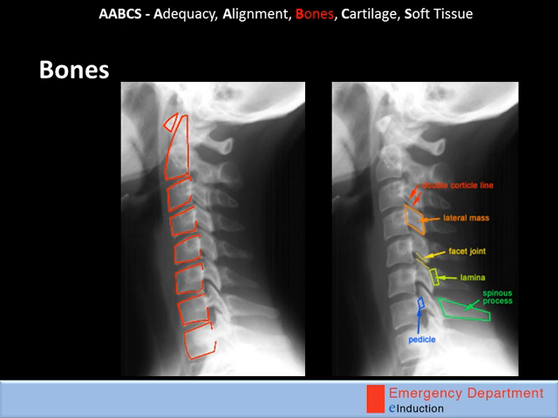After you've assessed alignment, it's time to go on to bones. The vertebral bodies below C2 should be uniform in size and in shape. Follow these the whole way round, as even a small bony avulsion may be the only sign of an underlying unstable injury. As you move posteriorly, you should see the double line of the 2 facet joints nicely stacked on top of each other. You should then be able to trace an intact spinous process for each level.